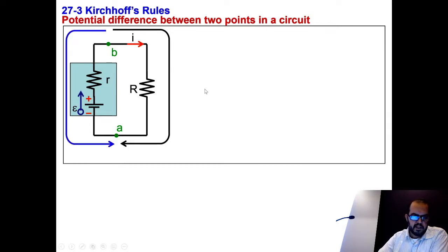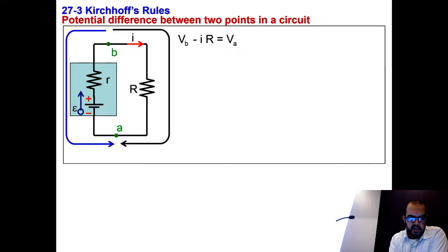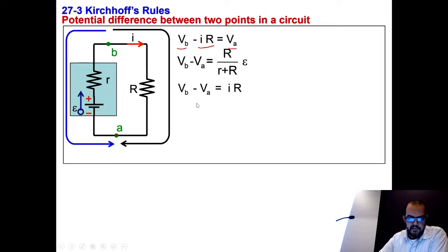Let me start with this one first. Here I'm starting at point B. Then I'm going through the resistance in the same direction as the current, so it's minus IR, and I reach point A. So that's equal to VA. So VB minus RI is equal to VA. So now I can write VB minus VA.